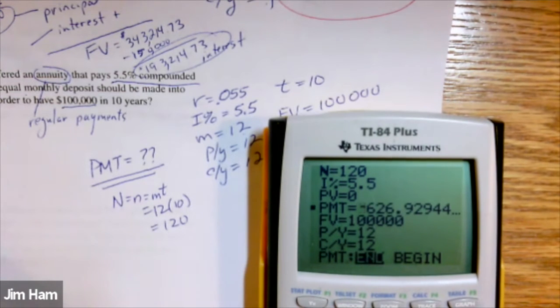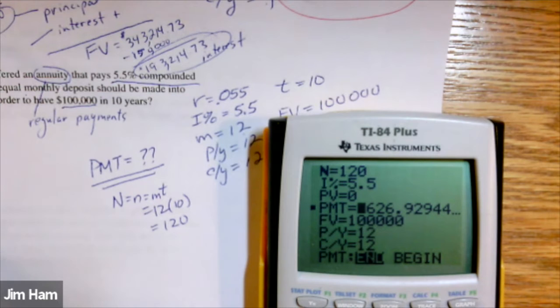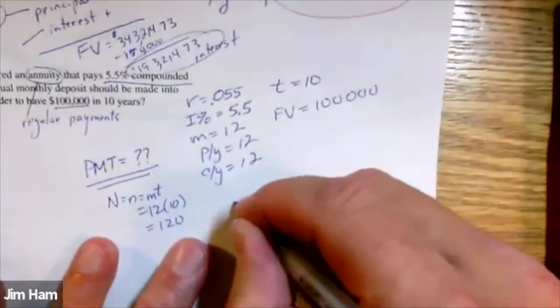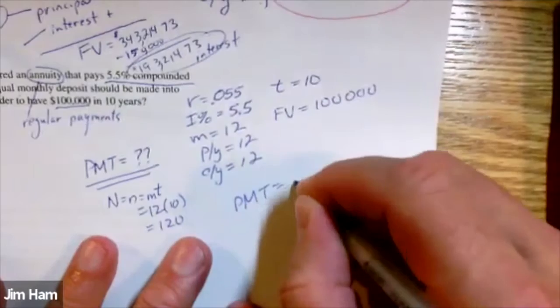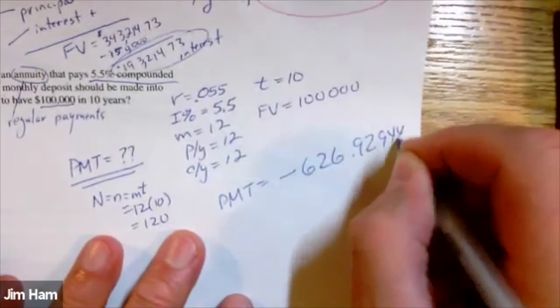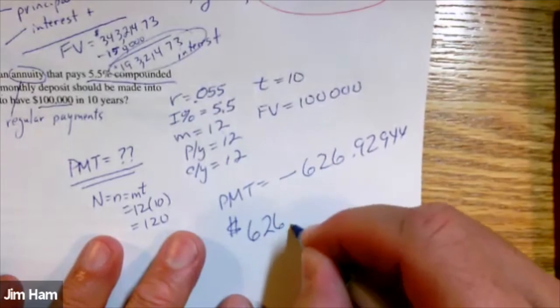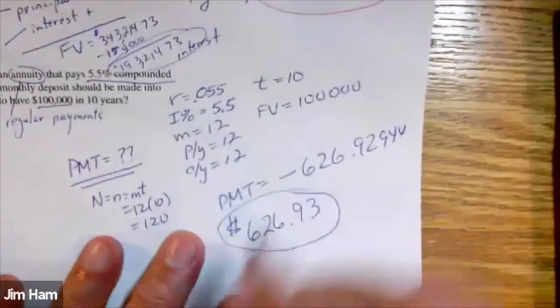All right, here it is, 626.93. Don't be bothered by the negative. That just means when you're investing, you're taking cash out and putting it into an investment account. In accounting, cash out is a negative, cash in is a positive. So TVM Solver tells us that this is the number we get, and so the regular payment, we translate that, is 626.93, rounded to the nearest penny.